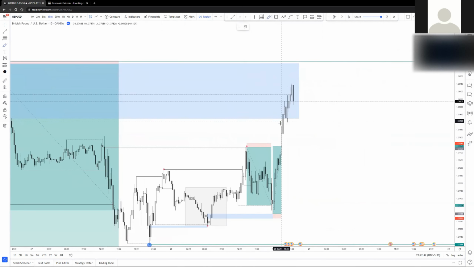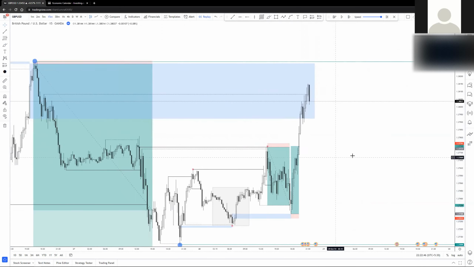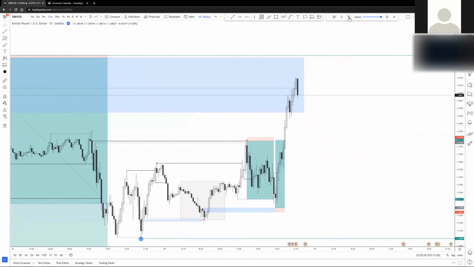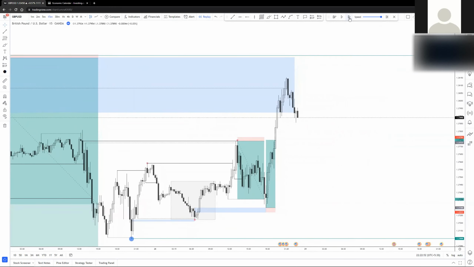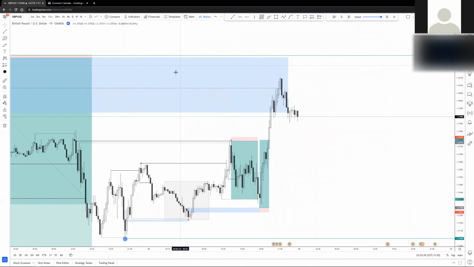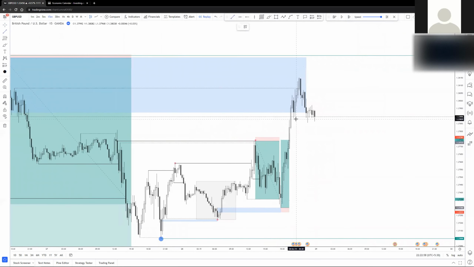Because what if they tap here and then drop like this? That can happen anytime, because that's a premium price. So we are inside of a sell zone. Here we have our confirmation: a stop hunt, and we had a breakout structure.